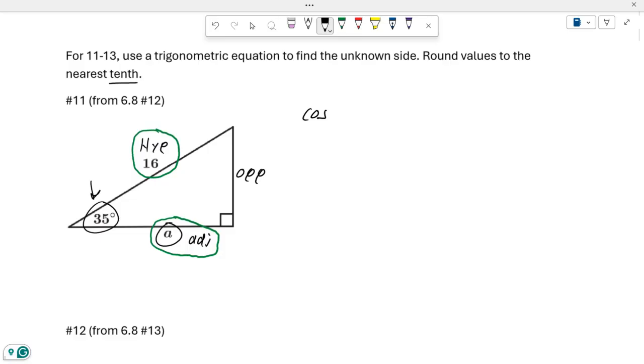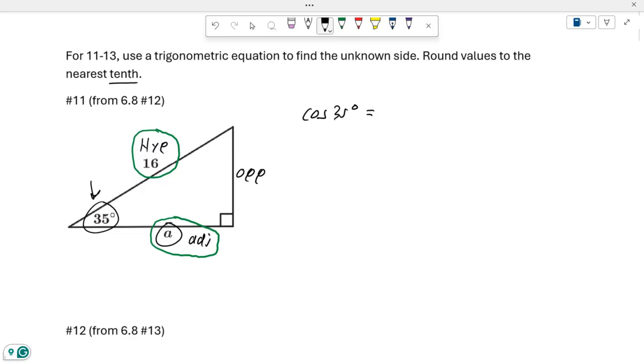Now, the cosine function is of an angle, right? So don't say like the cosine of 16. That doesn't make any sense, right? 16 is a side. You're not going to take the cosine of a side. You're going to take the cosine of an angle. And the angle that we're dealing with here is 35 degrees. So it's cosine of 35 equals.